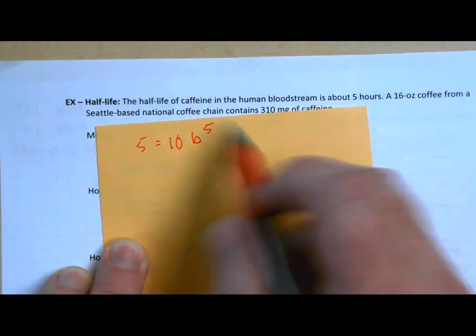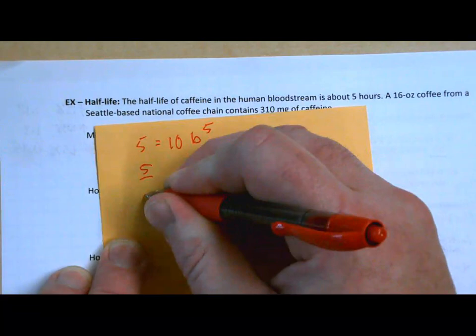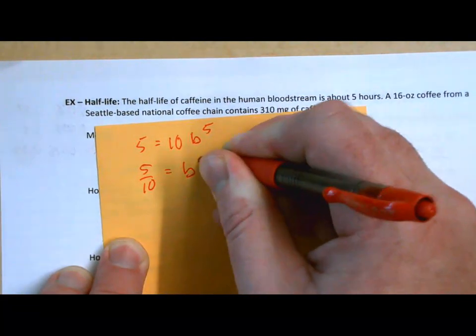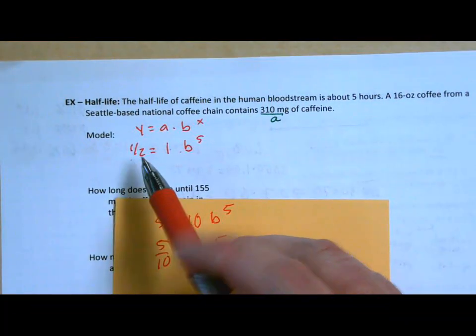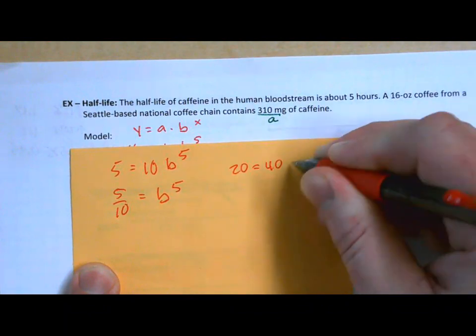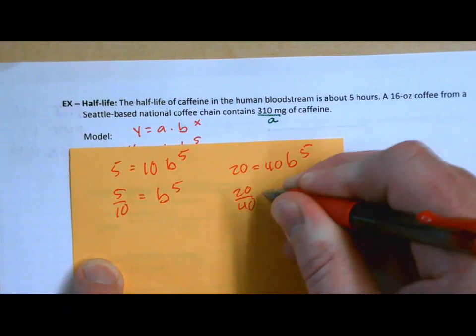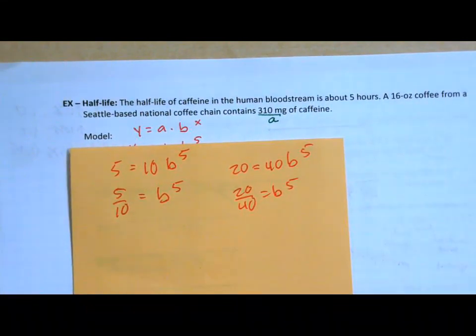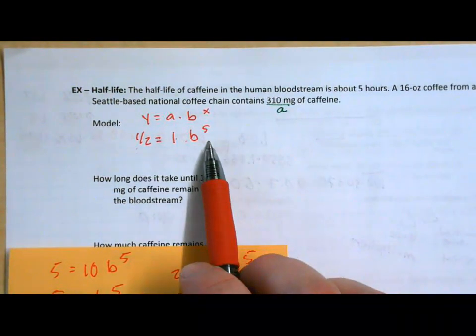What's the first thing I would do to solve this equation? I would divide by 10 on both sides, and I get 5 over 10 equals b to the 5th. And what is 5 over 10? It's a half, right? What if I had chosen to make it 40 and 20? What's the first thing that I would do to solve this equation? I divide by 40 on both sides. I get 20 over 40 equals b to the 5th. And what's it going to be? That's a half, isn't it? So no matter what, we're going to end up with a half over here and a b to the 5th over here. So it doesn't matter.